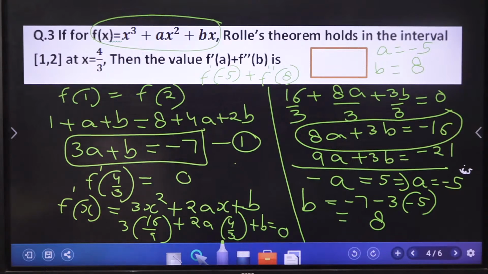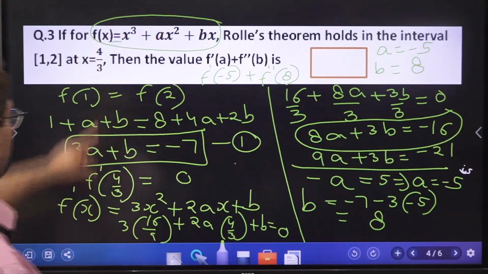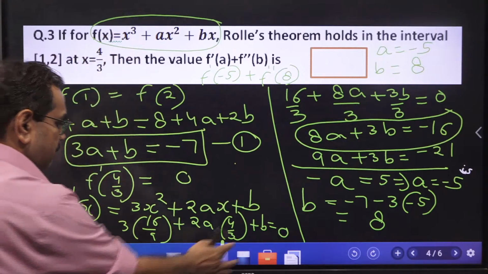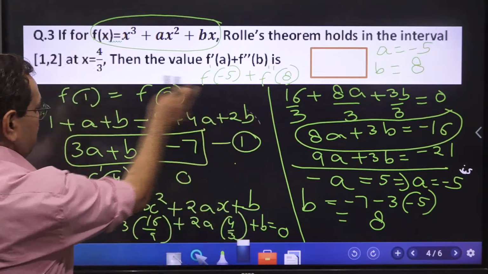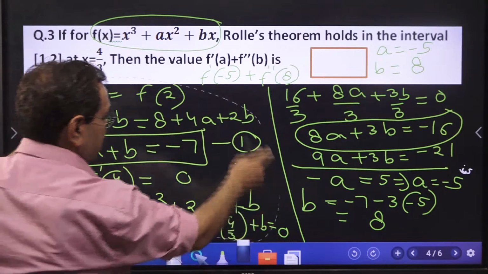Okay, so you can note down up to here what two conditions we have used. We have used f(p) equal to f(q) and f dash 4 by 3 is equal to 0. Now let us write down the polynomial f(x) finally. Okay, what is the polynomial f(x)? I am deleting this side now. You have to write it yourself.